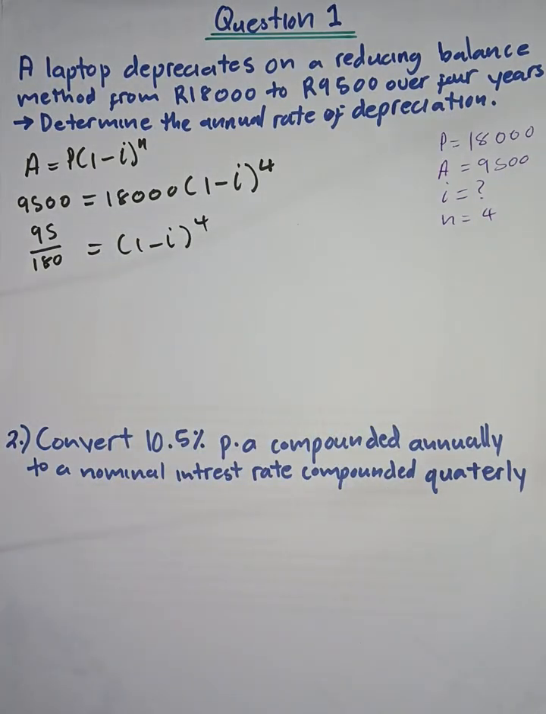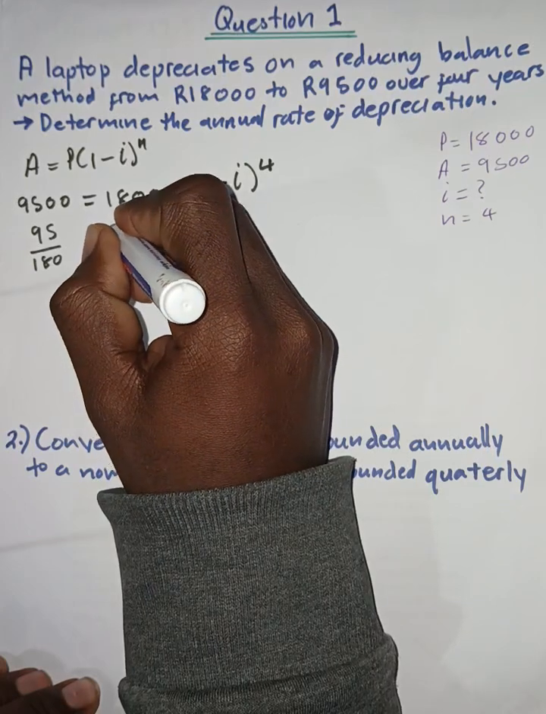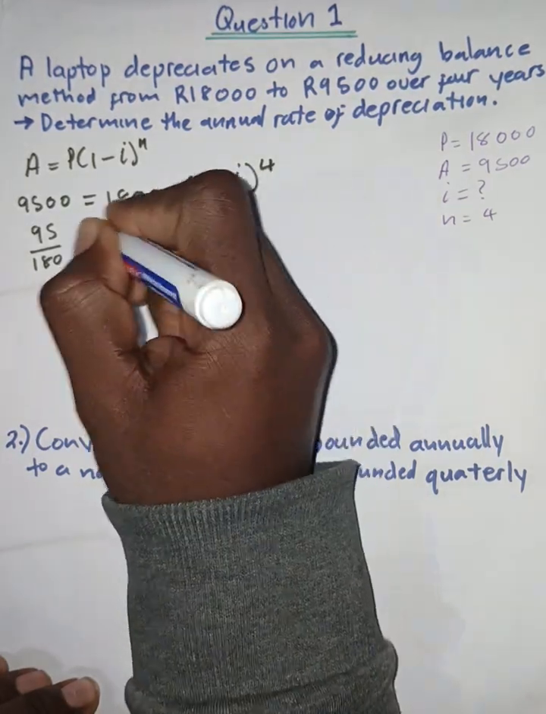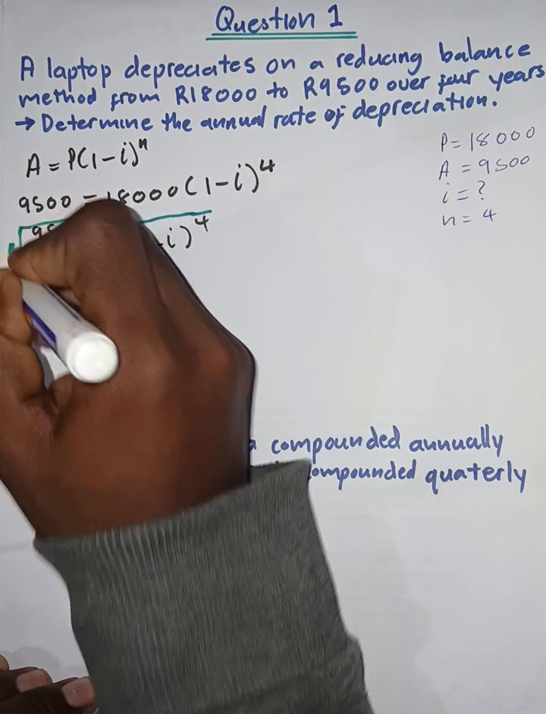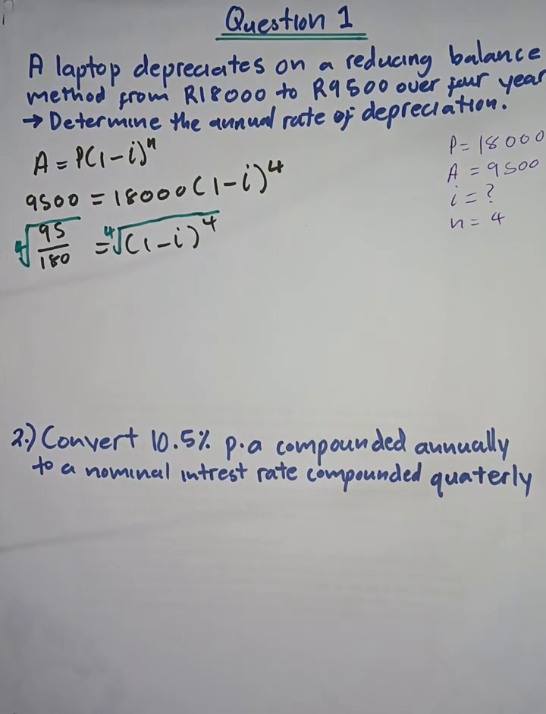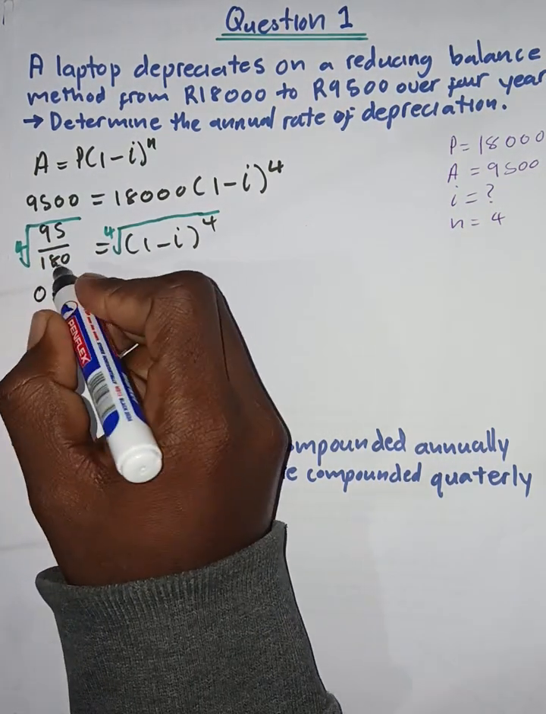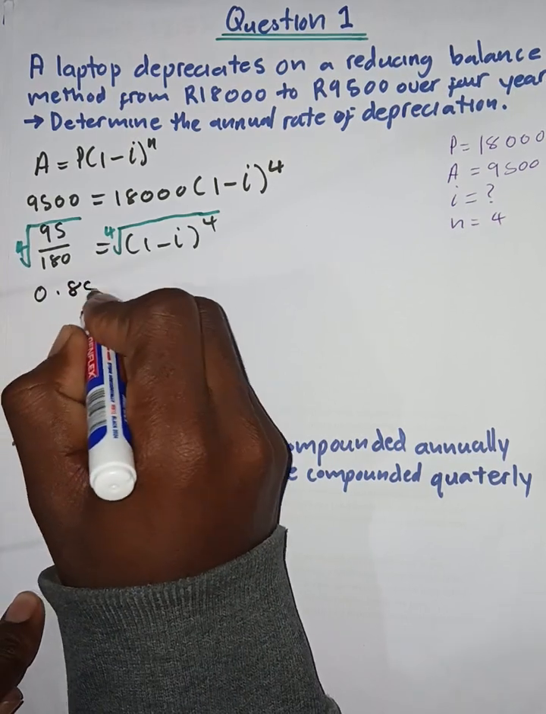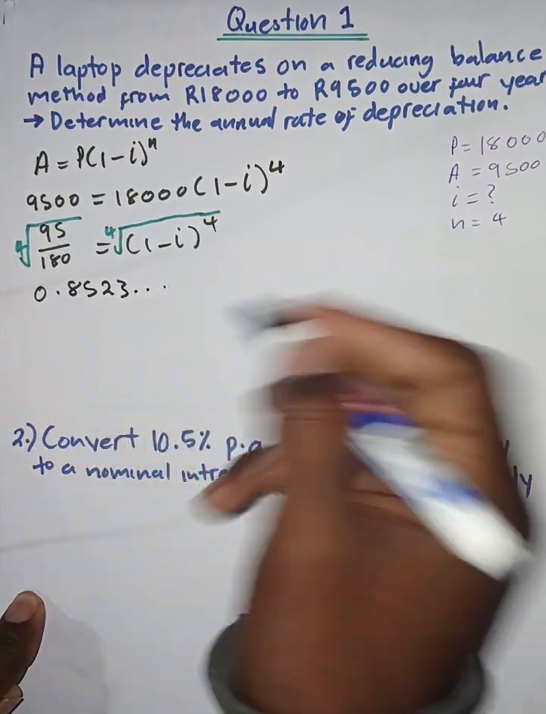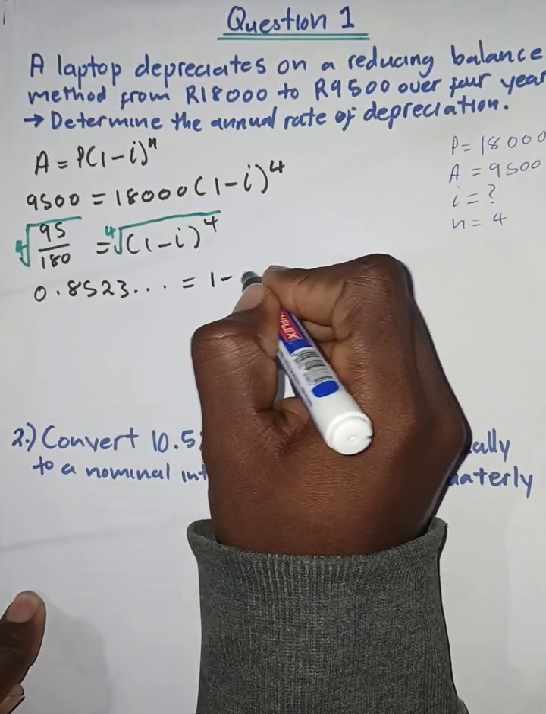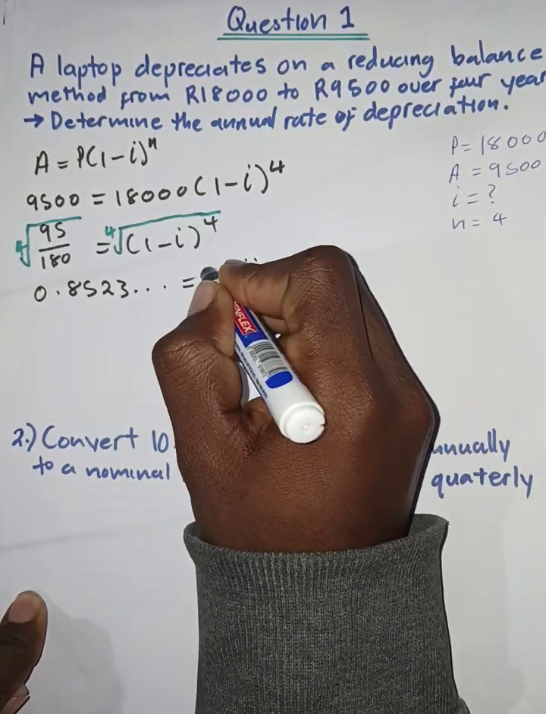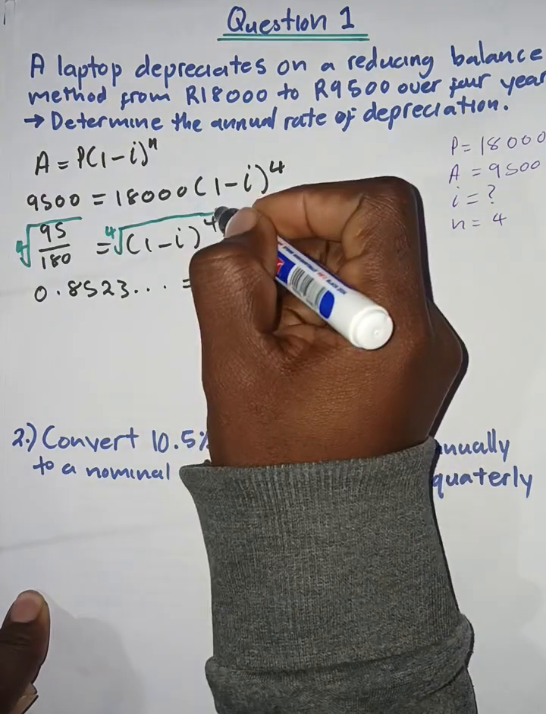to the power of 4. And now to get rid of that power of 4, you would just take the fourth root on both sides. So that's what you would do, take the fourth root, and you would also do the same for that one. If you do that, what you would get for that side would be 0.8523 and some other decimals. So that would be equal to 1 minus i. Now remember that bracket that was around there would disappear since we took the fourth root.